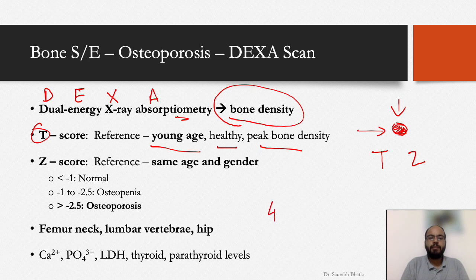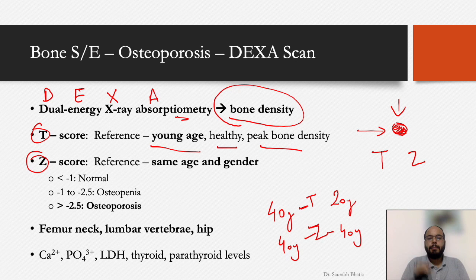That means if I have a patient of 40 years and I do a DEXA scan, the T score will compare the 40-year-old's BMD to that of a roughly 20-year-old male with maximum bone density, and it will give you a score. The Z score is similar, but Z score compares same age and same gender patients. That means the BMD of my patient will be compared with the BMD of a normal person not taking steroids, not having those risk factors, but of the same age and same gender. So that is Z score.